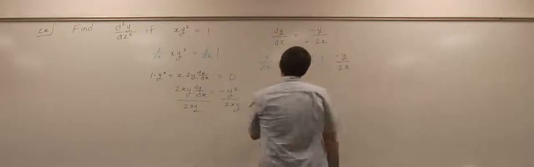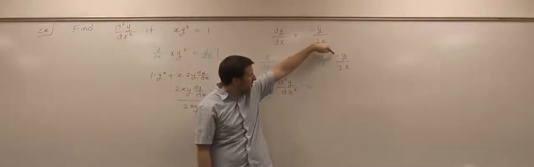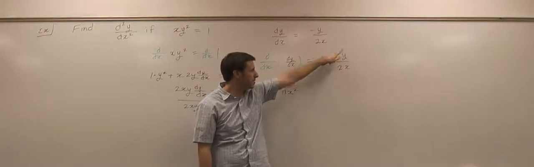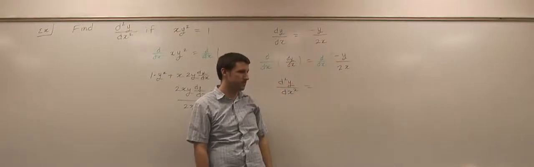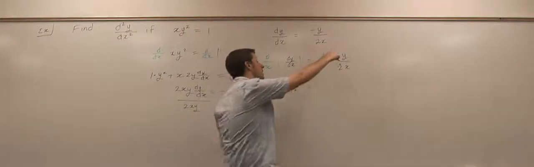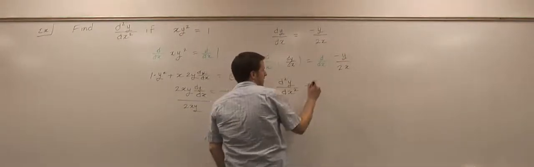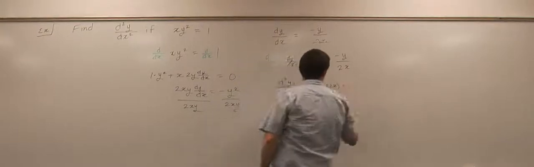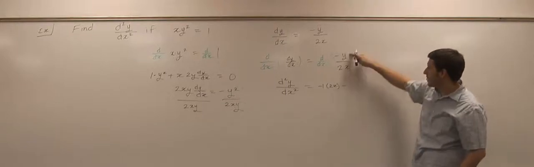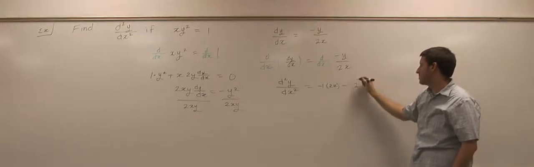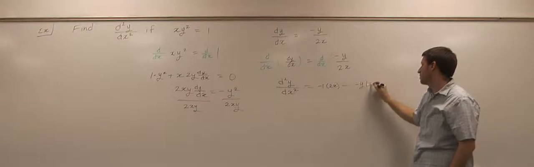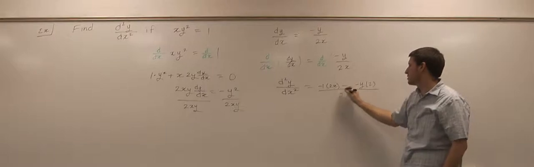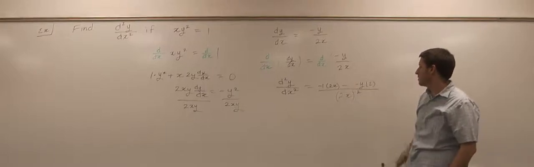All right, so if you're doing a quotient rule, you do the derivative of the top times the bottom minus the derivative of the bottom times the top, over the bottom squared. So the derivative of the top, negative 1 times the bottom, minus the derivative of the bottom times the top, negative y times 2, over 2x quantity squared like this.